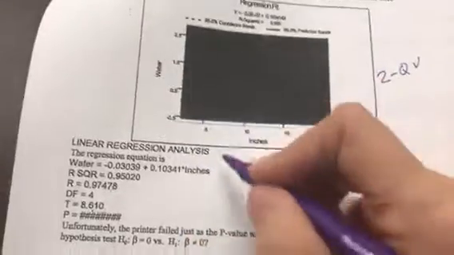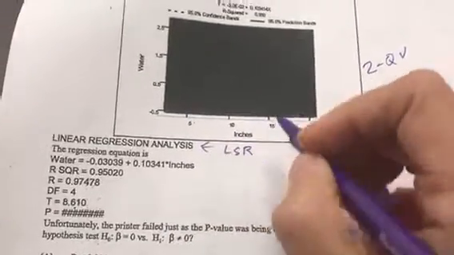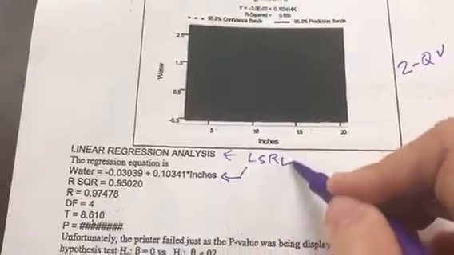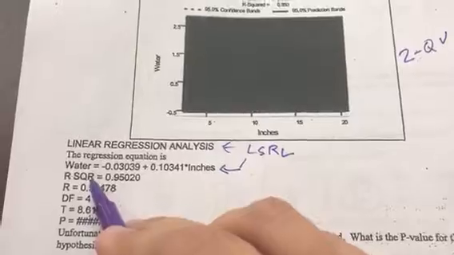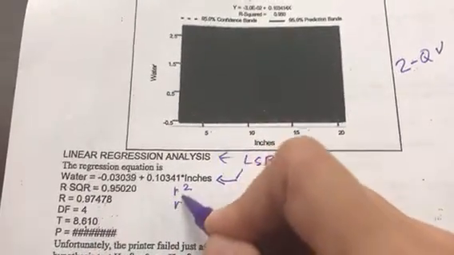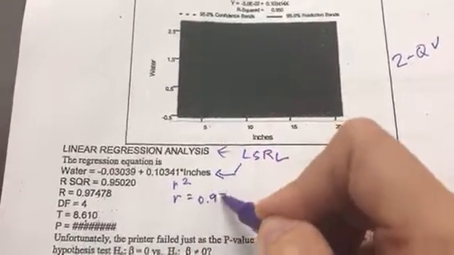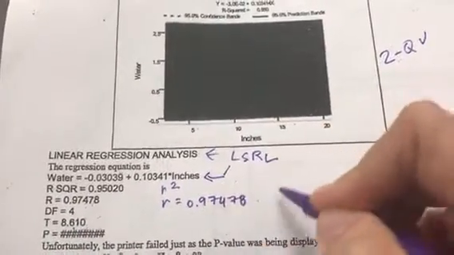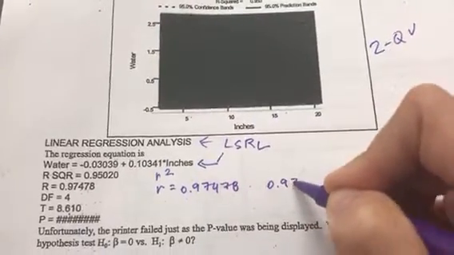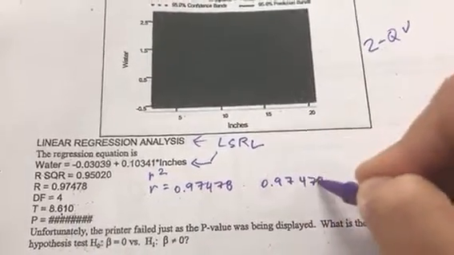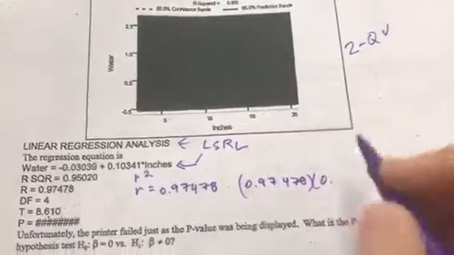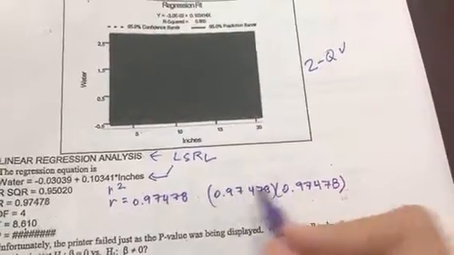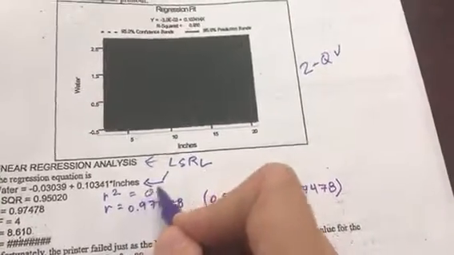So they came up with a least squares regression model, and this is the formula for the least squares regression line. Notice the output gave us r squared and r. That's a very high value for r, and notice that they did a lot of this math for you. You could double check their math if you took 0.97478 and squared it, or multiplied it by itself, you would get this value.